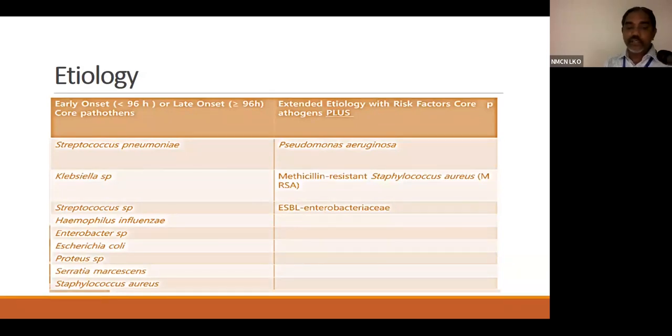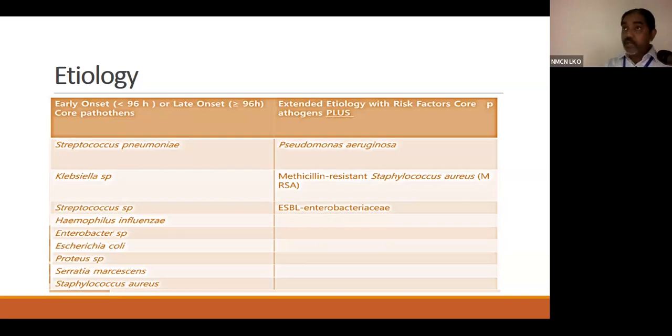other bacteria which are responsible are Streptococcus, Haemophilus influenzae, Enterobacter, E. coli, Proteus, Serratia, and Staphylococcus aureus. Along with that, if the patient has risk factors, which I had previously described during community-acquired pneumonia, that is for Pseudomonas, Staphylococcus, that is MRSA, and ESBL producing Enterobacteriaceae, these organisms have to be covered.